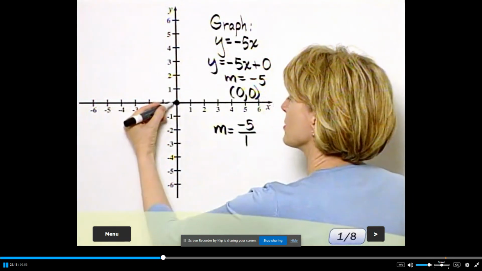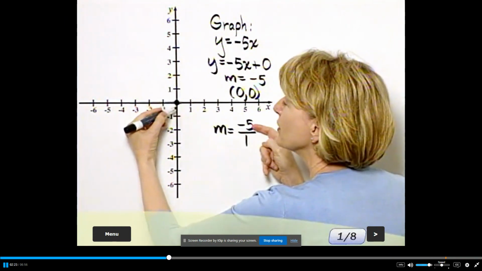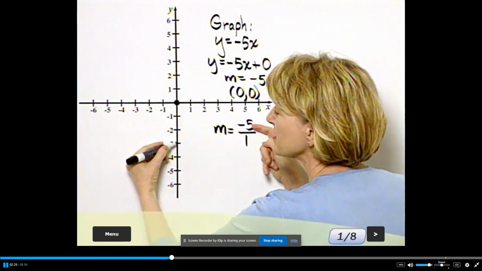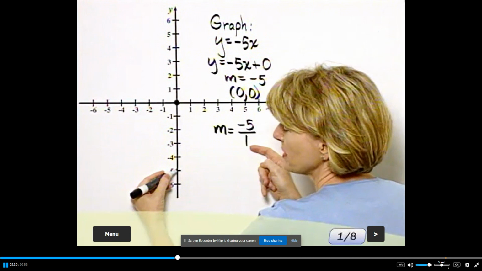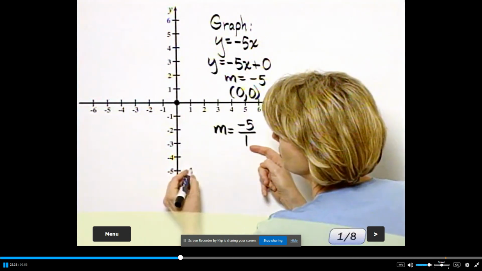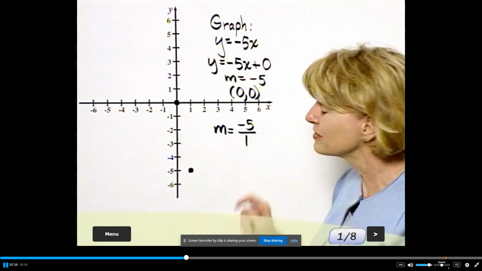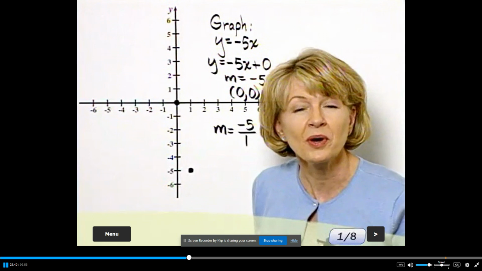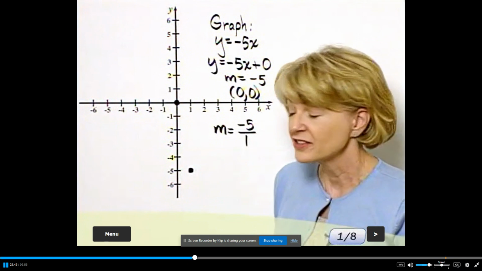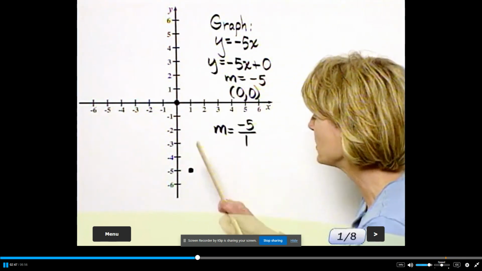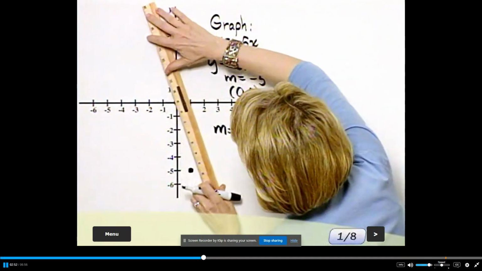So I start here, I will rise negative 5, so in essence I will move downward 5 units, and then I'll run 1 unit, which means from here I'll move 1 unit to the right. Once I do both of these movements, I draw a second point. It is a second point on the graph of my linear equation. So let's now graph the line through these 2 points. And it is the graph of y is equal to negative 5x.